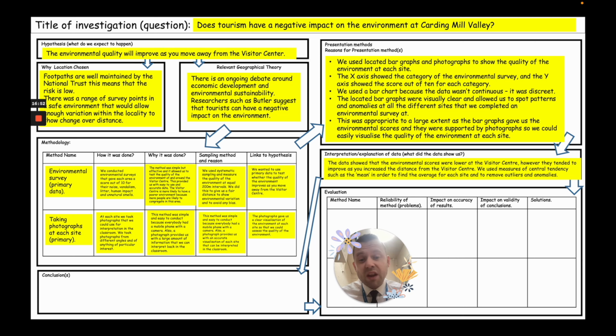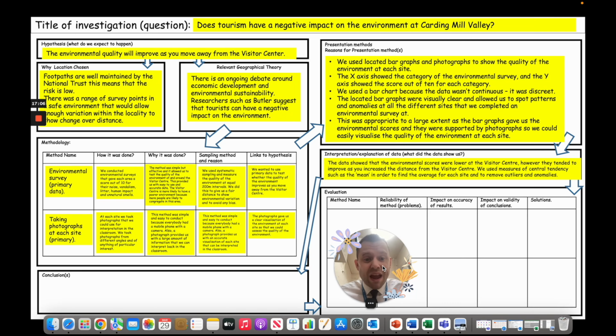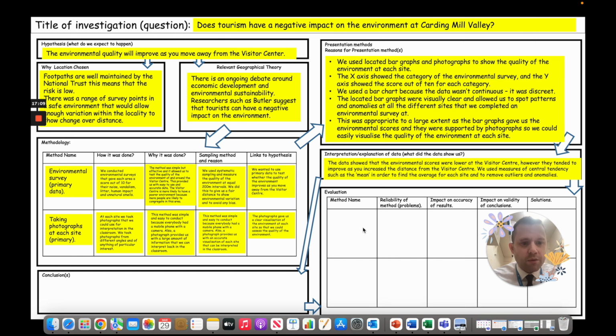But there are other things you could use, like the mode. So, I don't know, maybe site 1 scored 5, 4, 5, 4, 5. Well, the most common score it got was 5. That's the most common. Alright? Could also do the range, but I don't know how much that would help us on this particular occasion. So, we use the mean.